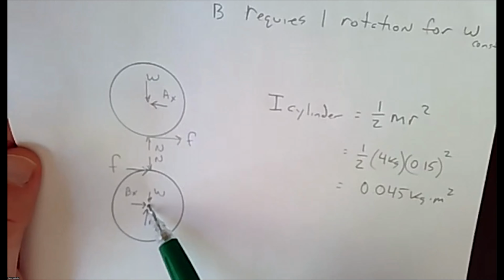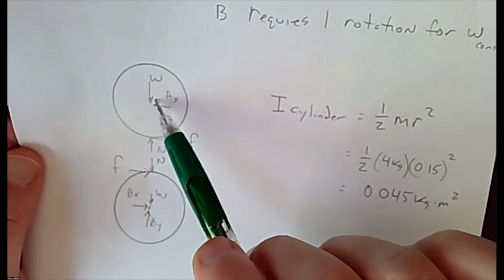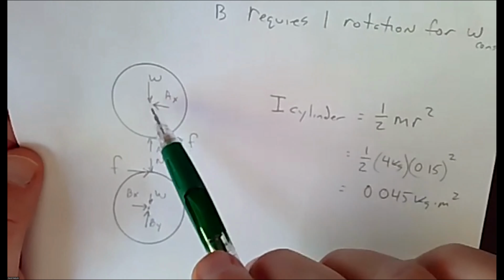Now, we're not really going to use the stuff in the center. It's good to identify in your FBD, because if you ignore it, then you have to make sure that you account for it in your equations. Now, we're going to take the moment about the center point, and so a lot of this is going to disappear, which is nice. So one thing we need to know is what is the I cylinder.